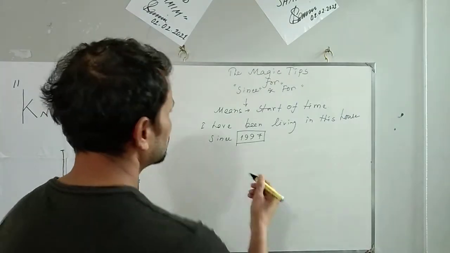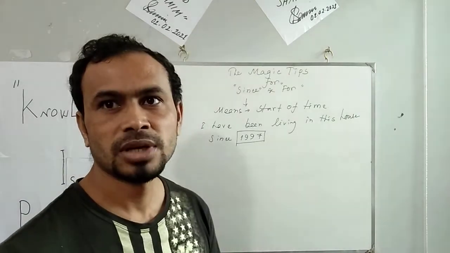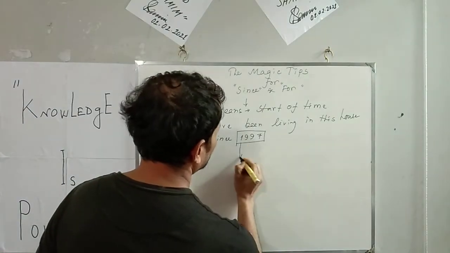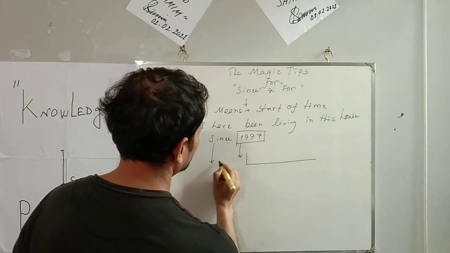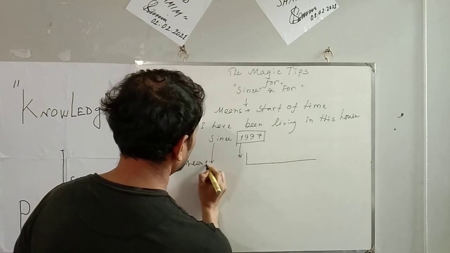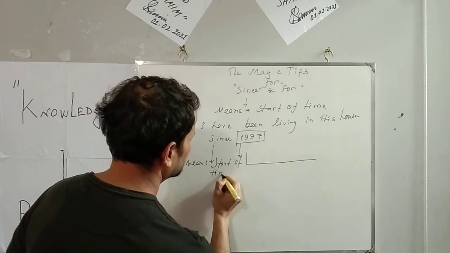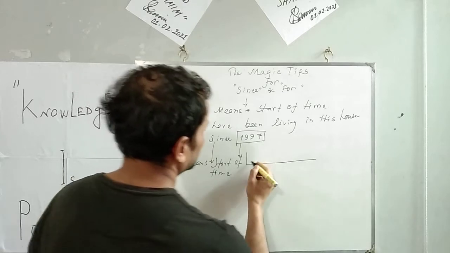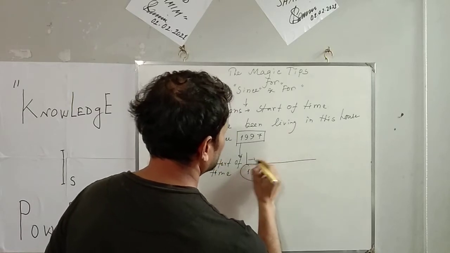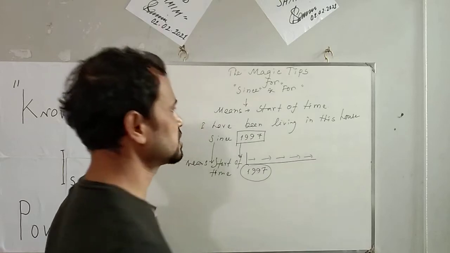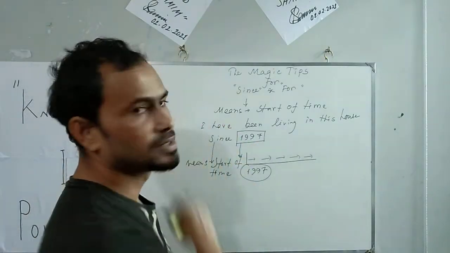Start of time. So I'd like to draw a picture or pattern so that you can understand better. Here you can see since means start of time. So 1997 is a starting time. So in these expressions we use since always.